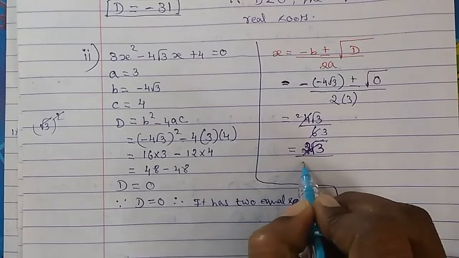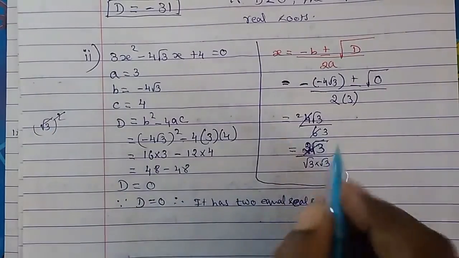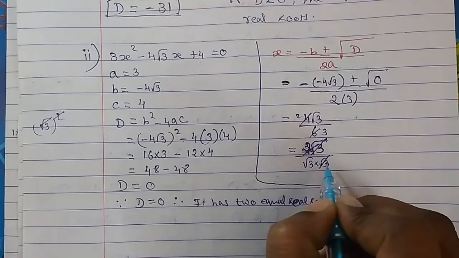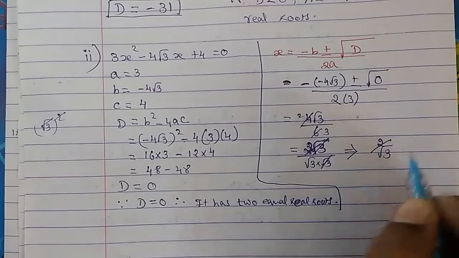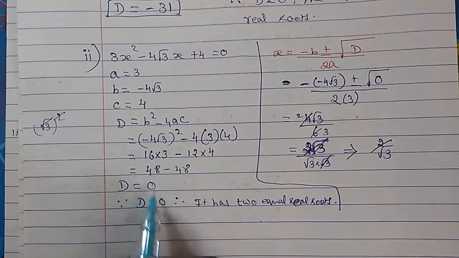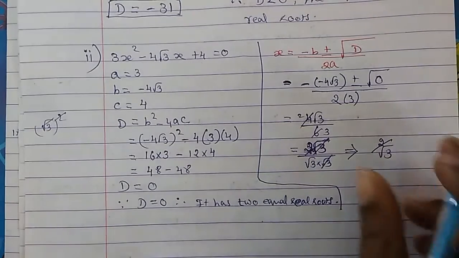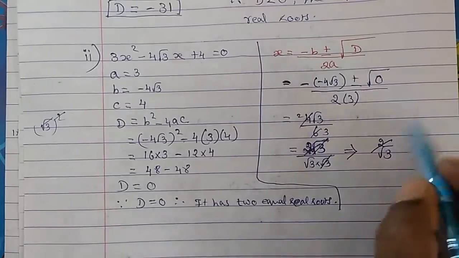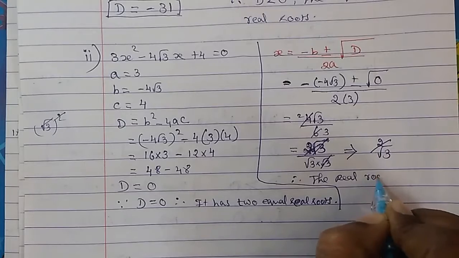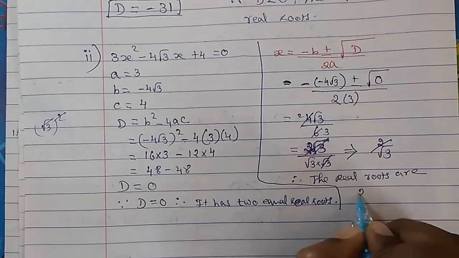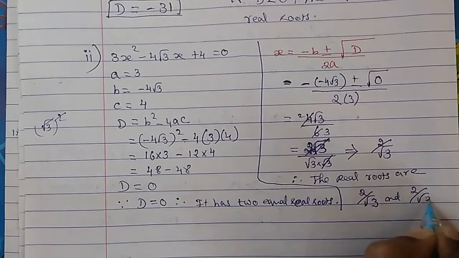This 3 can be written like this, root 3 into root 3. Then only it will become root 3 whole square we can write. So then 1 root 3, 1 root 3 can get cancelled. This will give us 2 root 3. So now I told you the nature of root will be when d is equal to 0 means it has 2 equal real roots, means same answer twice. So therefore, the real roots are 2 upon root 3 and 2 upon root 3.